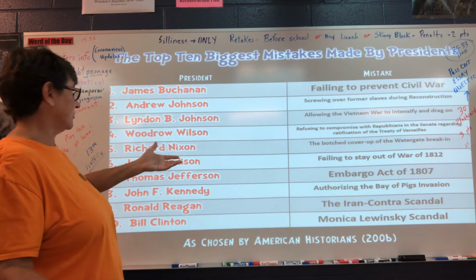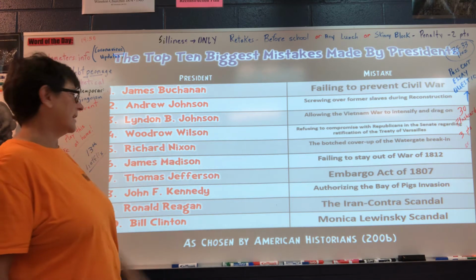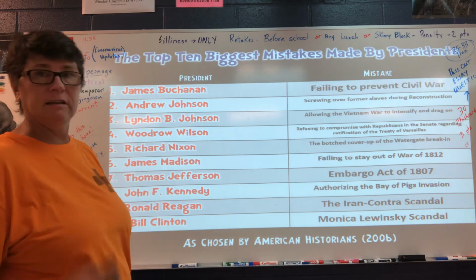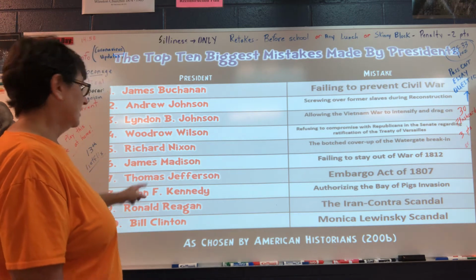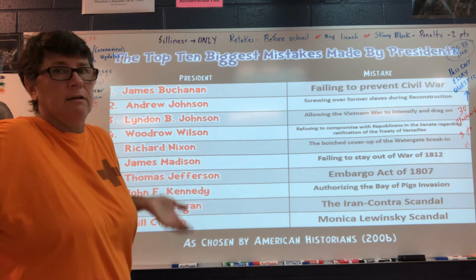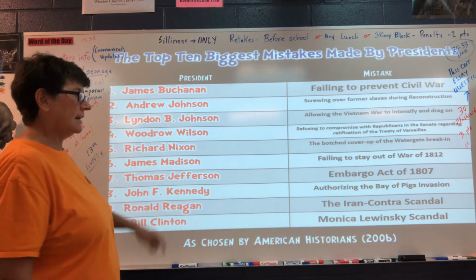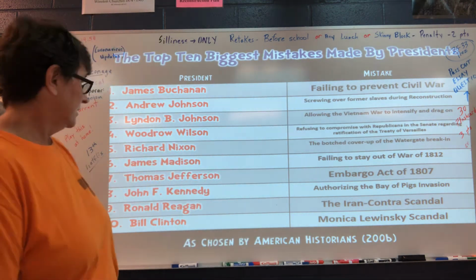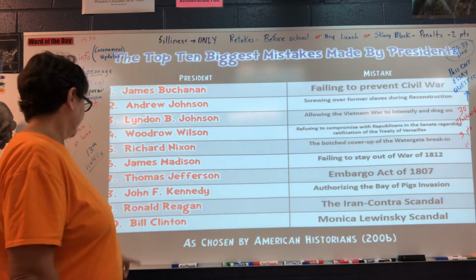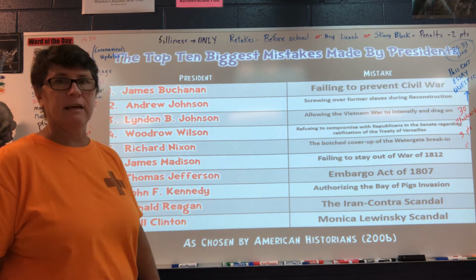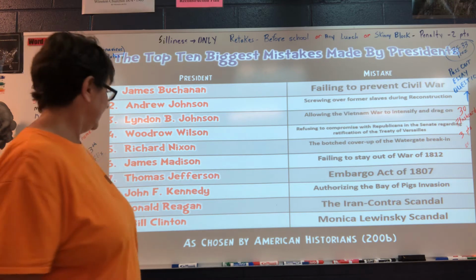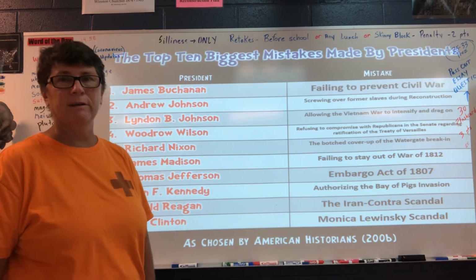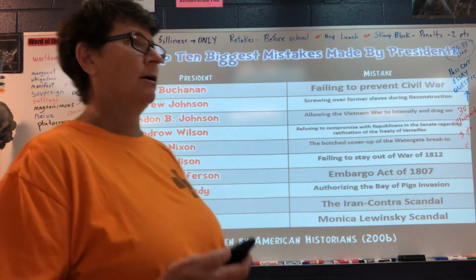Woodrow Wilson, what we're talking about. Richard Nixon, the Watergate break-in. James Madison, not keeping us out of the War of 1812. Thomas Jefferson, the Embargo Act of 1807, no idea. John F. Kennedy, authorizing the Bay of Pigs invasion. He gets a huge black eye. He looks terrible because of it. Bay of Pigs, that's Cuba. Ronald Reagan, the Iran-Contra scandal. He was a part of it, and he should have stayed out of it. And Bill Clinton, the Monica Lewinsky scandal. I think you probably all know about that.